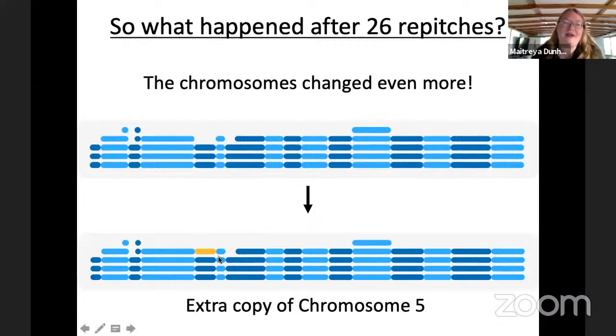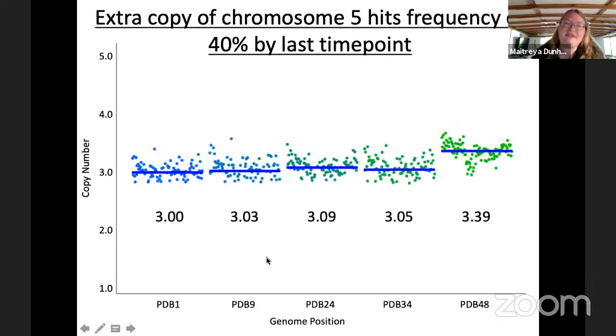So we ended up with an extra copy of chromosome 5 here. We started out with 3 copies, which is lower than the average ploidy in this strain, and now it's almost reverted back to 4 copies. And so you can see the data here.